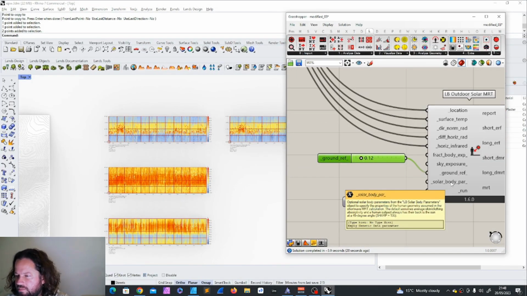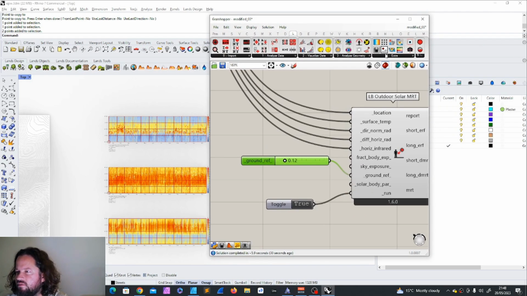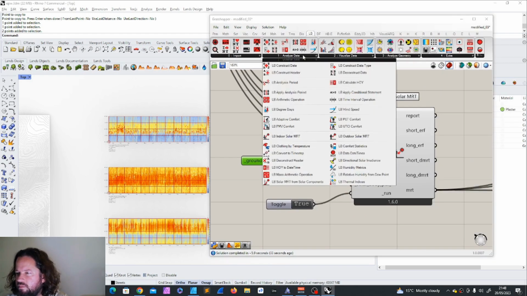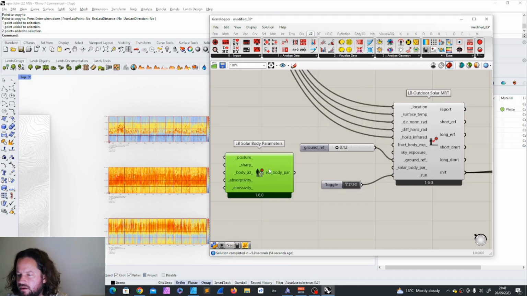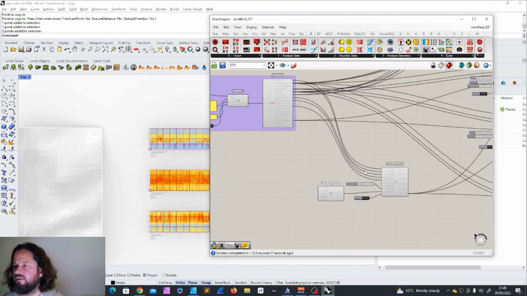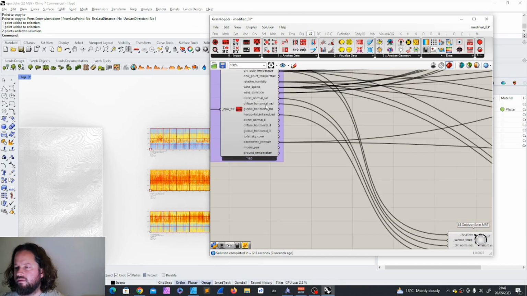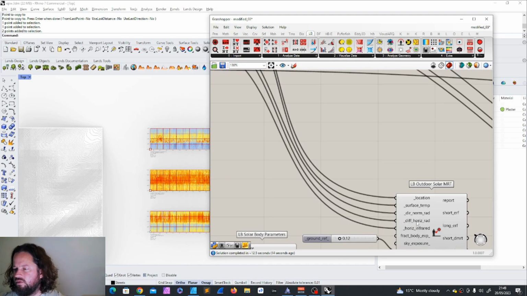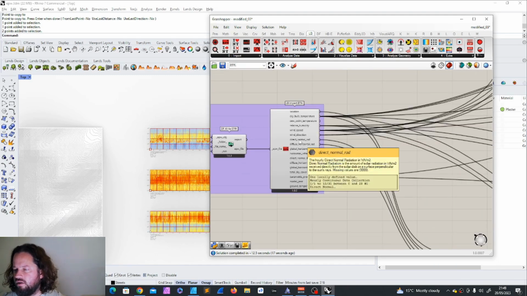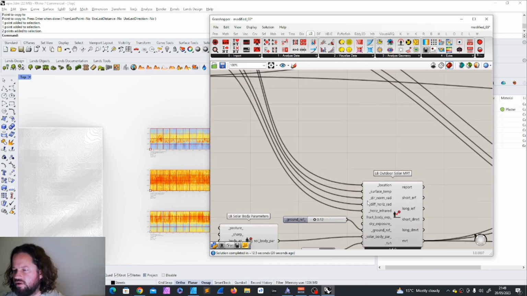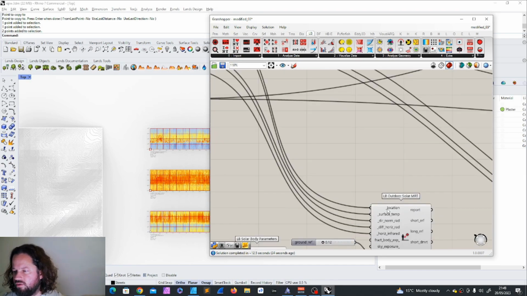Now the last thing I want to try here today is I'll just add the solar body parameters that we haven't really looked at. Solar body parameters, okay, so we can add this in here. I'm wondering if I put something wrong. Horizontal infrared radiation, diffuse horizontal radiation, direct normal radiation, surface temperature. That might be an issue.